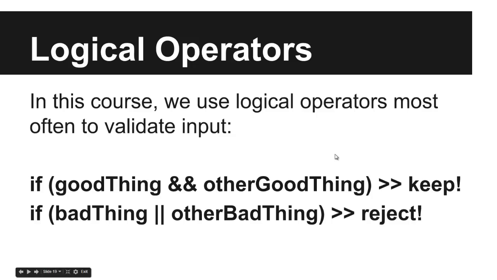Now in this course, what we generally use logical operators for is to validate input or otherwise to validate numbers. We can do this two ways. If we want to use the logical AND, we check to see if our first condition is good and our second condition is good, we keep the number. Or if we're using the logical OR, we check to see if our first condition is bad or if our second condition is bad, and if either of those are the case, we reject the number. Okay, so we'll spend a lot more time with this as we go on through the course.